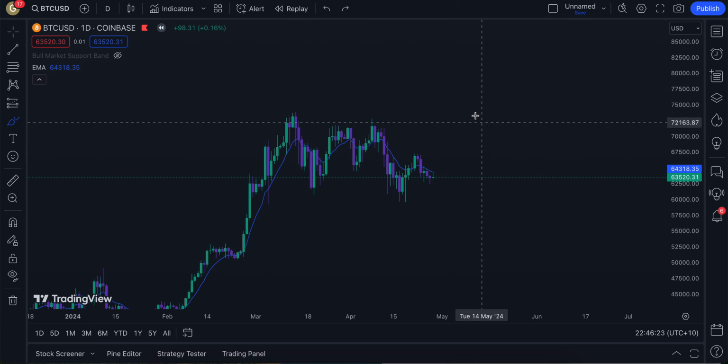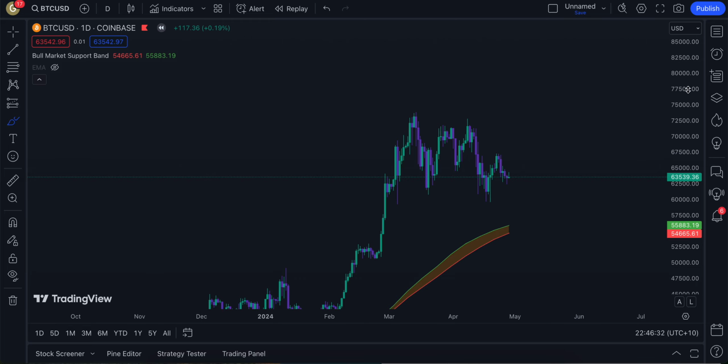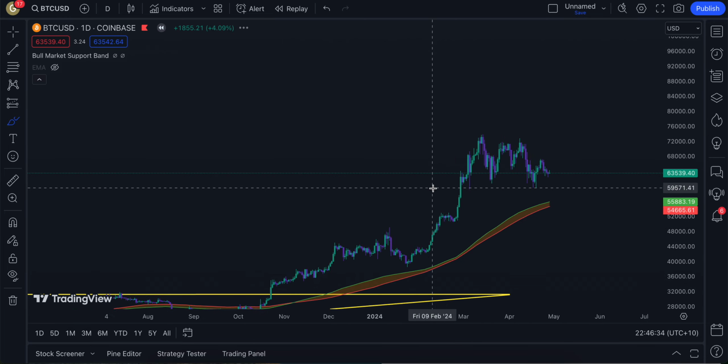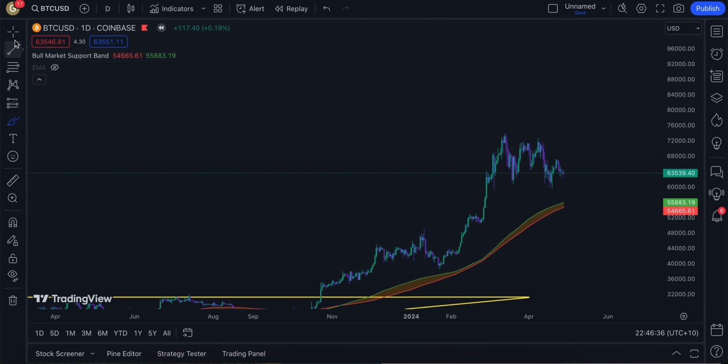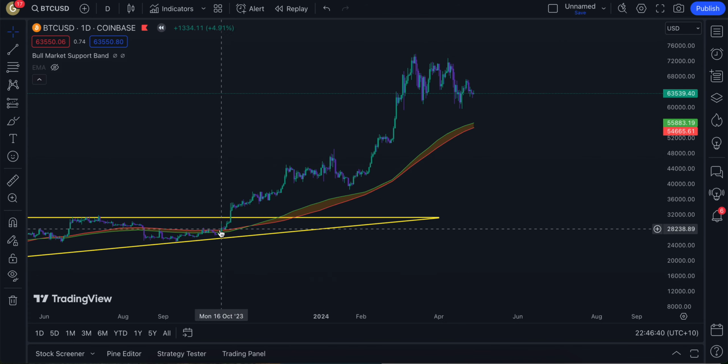So EMA is a great tool to be using. For me, it's a lagging indicator. I don't refer to it that often. The only one that I do refer to is the bull market support band on several different time frames, just to see how the market is moving with respect to these moving averages. And as you can see here, we haven't retested it in such a long time, not till October last year.